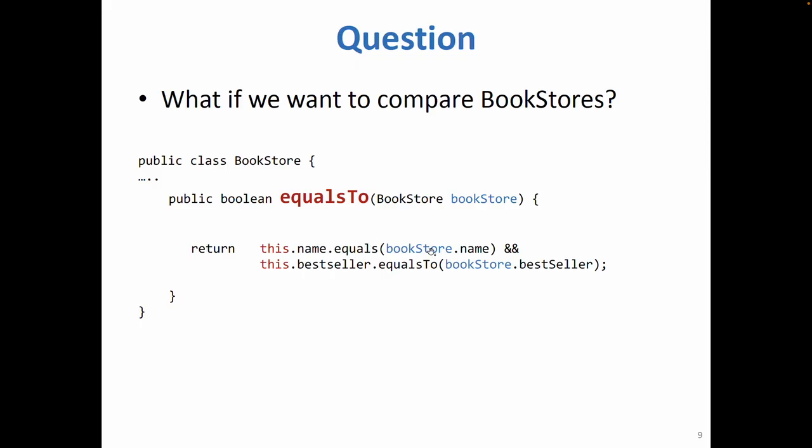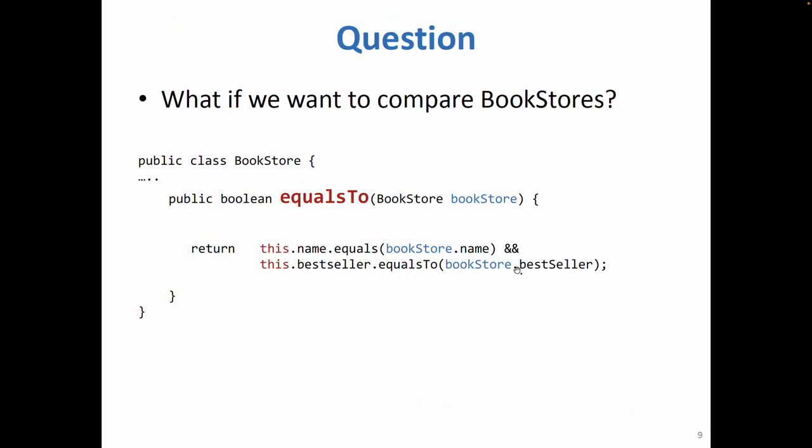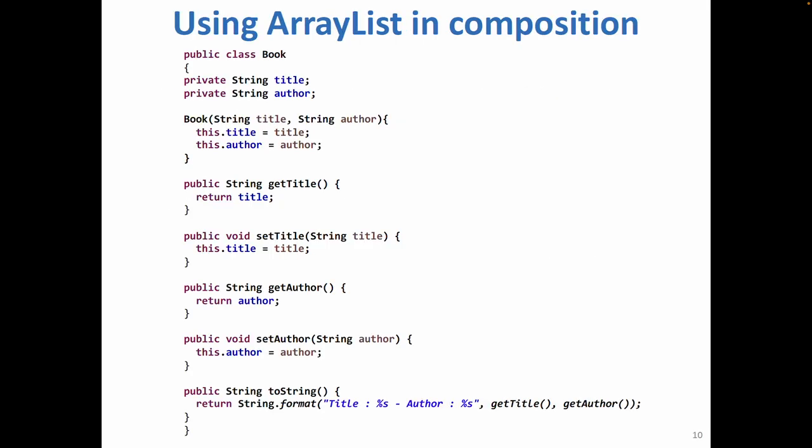For that one, I'm still using this bookstore object, but I'm reaching to its name. And then for this bestseller object, again, this is the composition part. It's a book object actually. That's why I need to use this equals function, and I'm accessing that book object through this bookstore with the dot operator. So basically, we are treating those objects like we treat the attributes. And we can also use them in an array list.